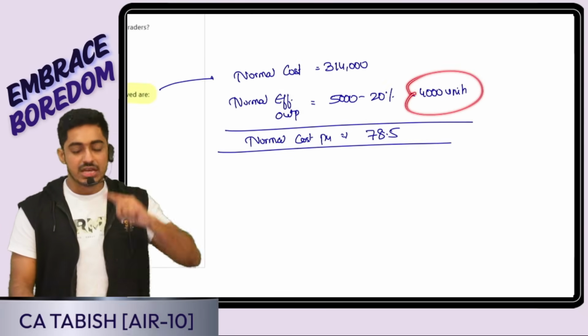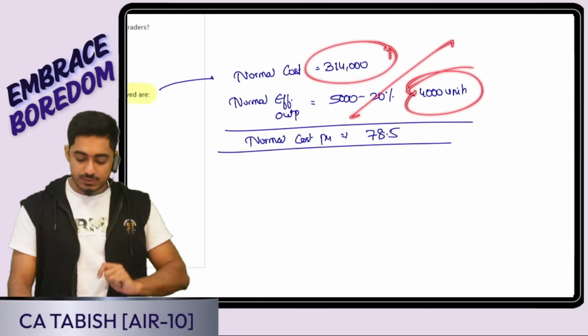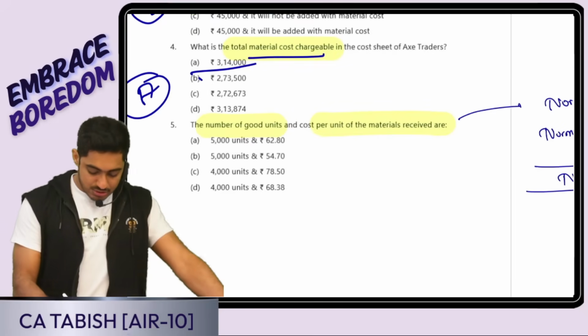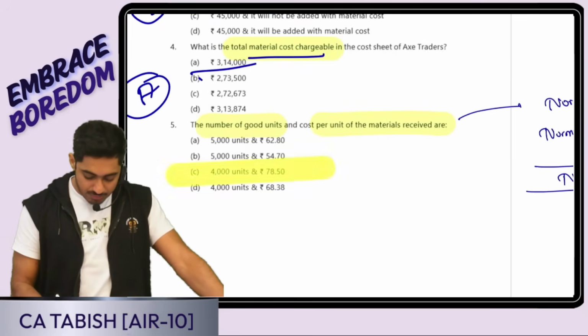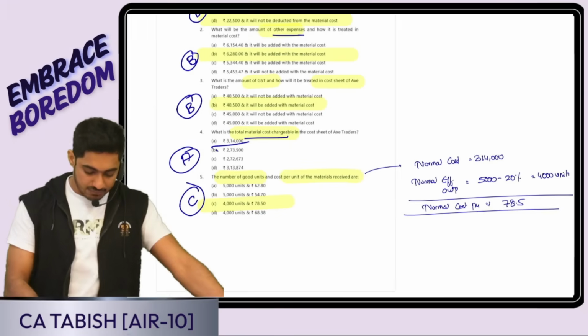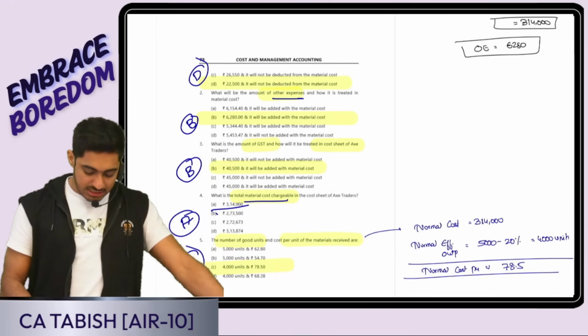Yes or no, everyone? My cost is 3,14,000. It is for 4,000 units. So my cost per unit is going to be 78.5. So 4,000 units and 78.5. Option number C should be my answer. Okay, you guys can cross verify. It is DBBAC.